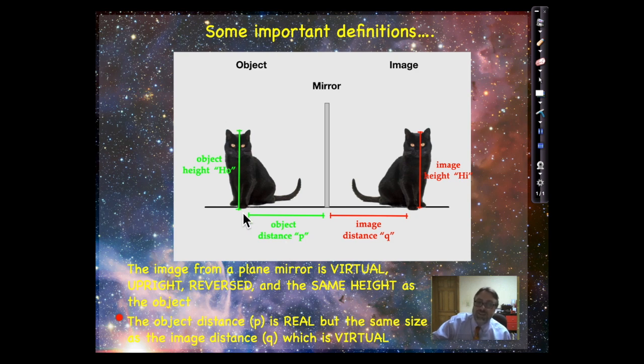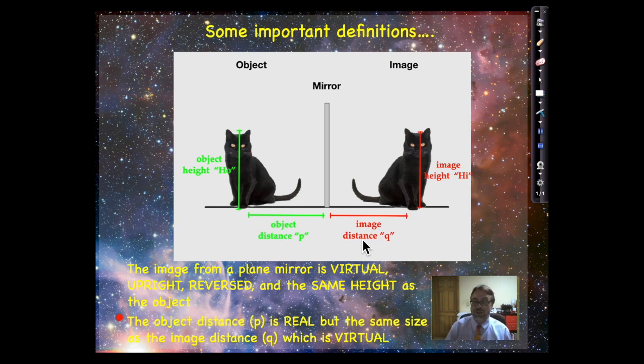The object distance is the distance of the object from the center of the mirror. So we usually use the letter P traditionally to represent the object distance. It seems a little odd, but I'll explain it in a minute. The image distance is how far behind the mirror the image appears to be. Now, we can't really go behind a mirror, so there's no way to measure the image distance, but it appears always to be the same distance behind the mirror as in front of the mirror.